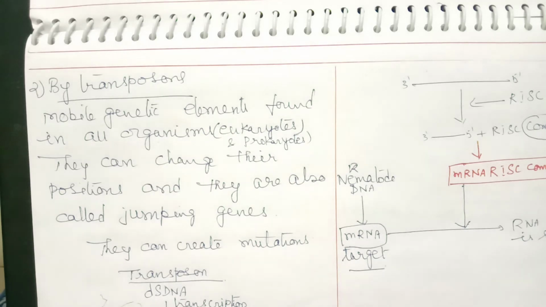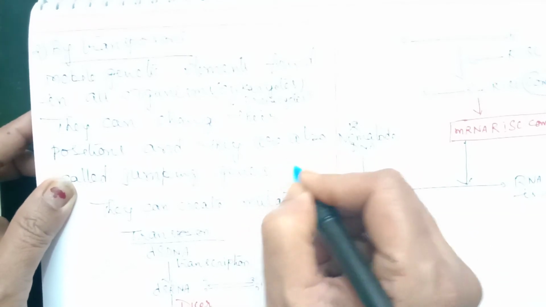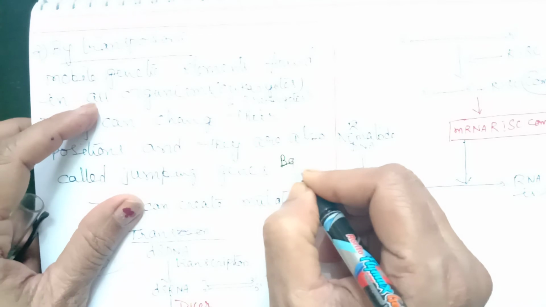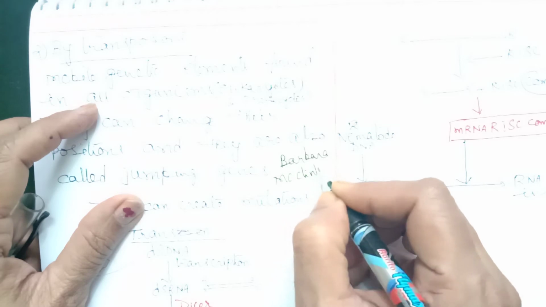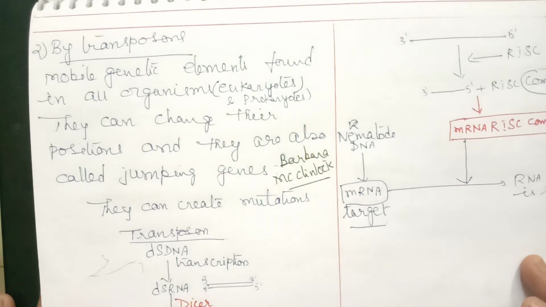These jumping genes were first identified by the scientist Barbara McClintock. She is a lady who got the Nobel Prize for this. She studied in maize and then she was awarded the Nobel Prize. And later it was found in all the organisms.